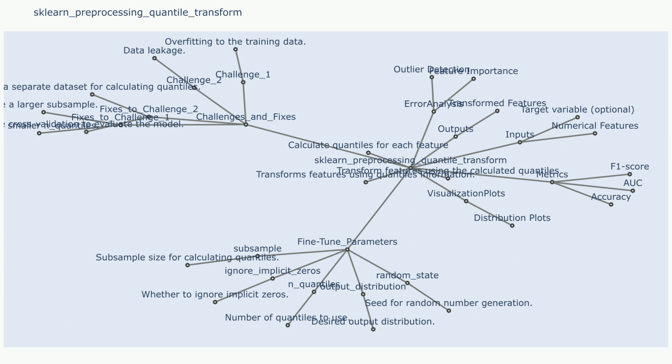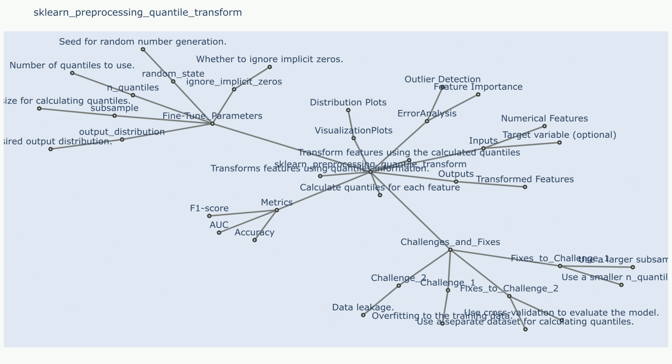Fixes. Remove outliers from the data before applying the transformation. Use a robust outlier detection method, like the IQR (interquartile range) method, to identify and remove outliers. Consider using a different preprocessing method, like standardization or normalization, that is less sensitive to outliers.